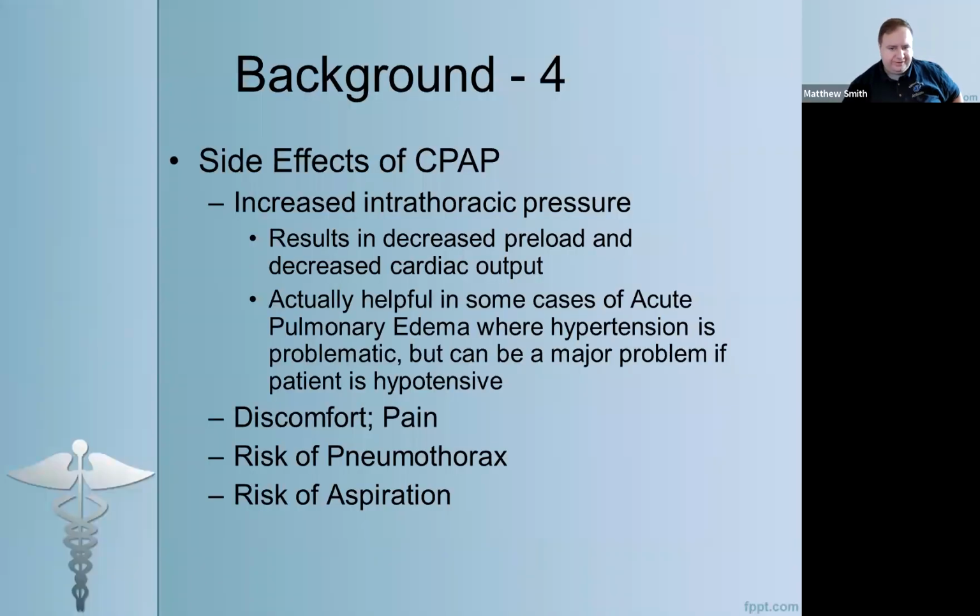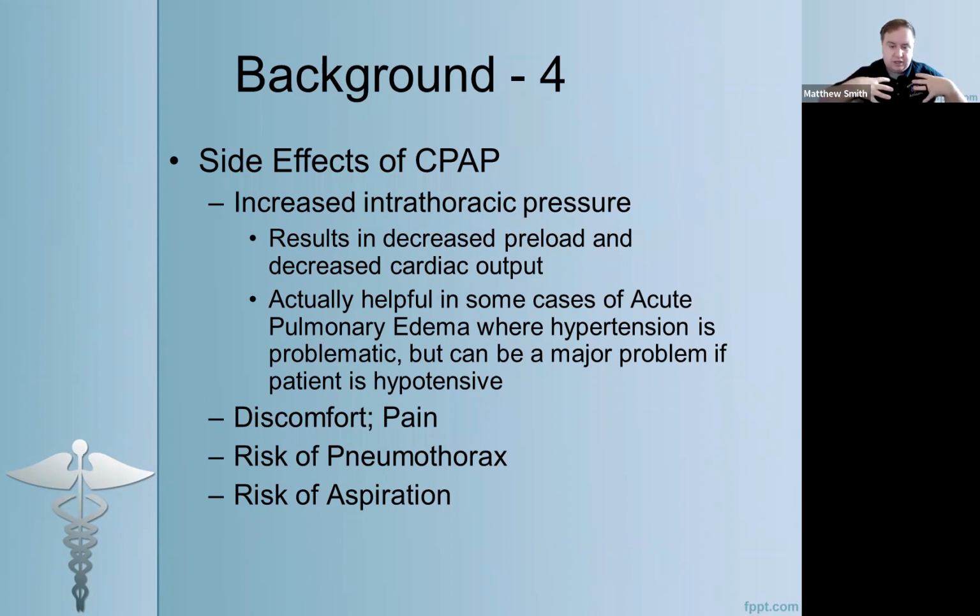Now, there are some side effects. The biggest side effect that I want you to know right off the bat is that this increases intrathoracic pressure, and that results in decreased preload and decreased cardiac output. So I want you to remember from your BLS class, when you became a CPR provider, you learned that a side effect of excessive ventilation is not only gastric insufflation, but also a decrease in cardiac output because of the increase in intrathoracic pressure, right? We're increasing the pressure in the chest. What happens with that is blood has to get back to the heart in order to get pumped.